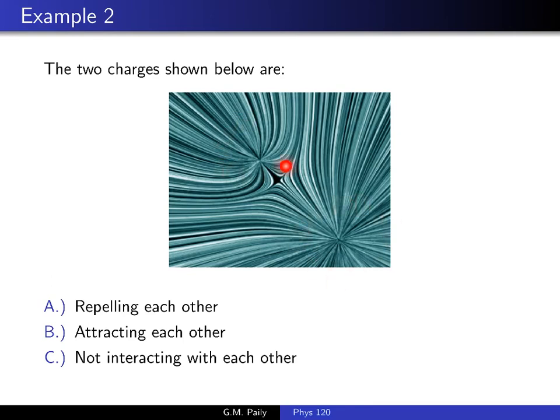Are the two charges below repelling each other or attracting each other? Pause the video for a moment and consider. The answer is they are repelling each other. We notice the diamond shape in between, and we know that this indicates a zero field point. Since it occurs between the charges, that means that they are repelling each other, and the field vectors cancel out at a point in between them. So they are charges of the same sign.